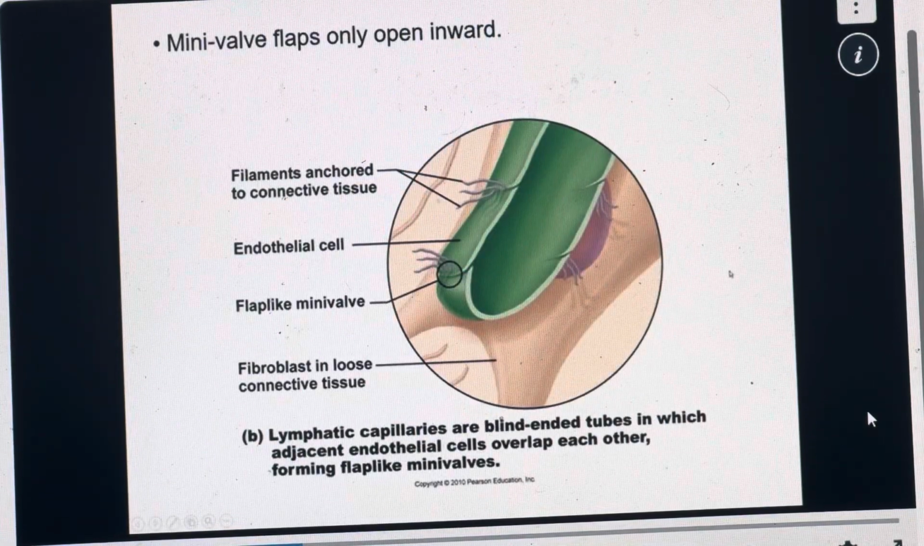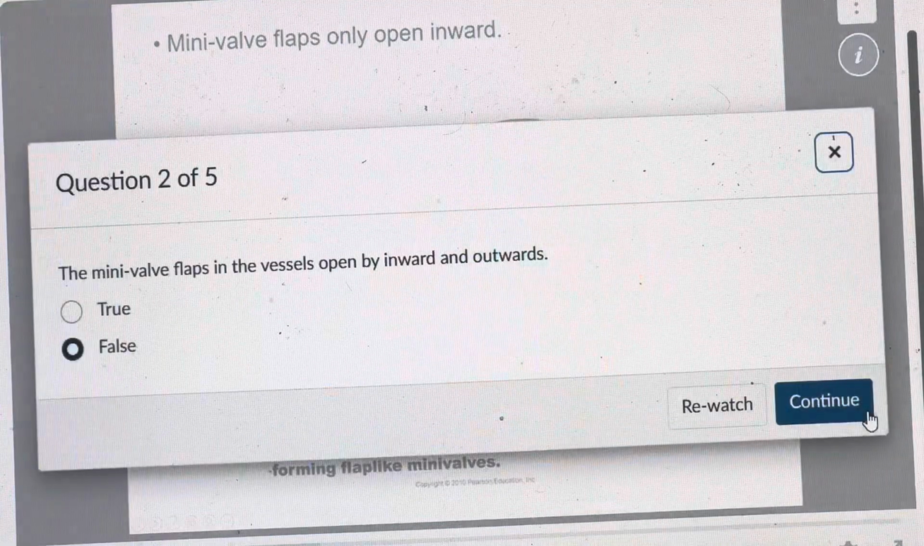And these little mini valve flaps only open inward. So you can imagine here, if you were to push against it, in the area where this circle is, you would push open that little mini valve flap. Whereas if you pushed from the inside outward, it wouldn't open. It would just push it closed.